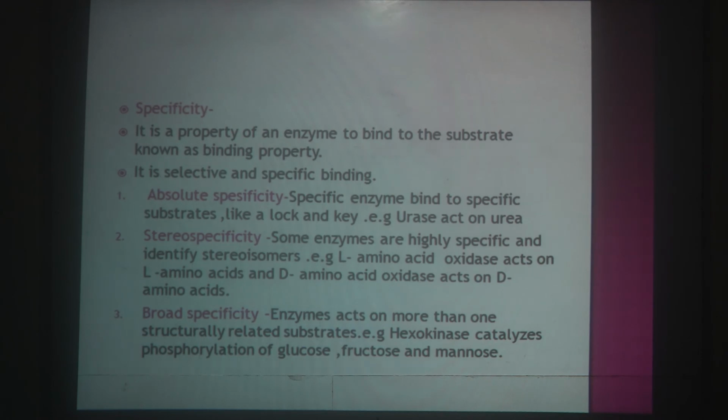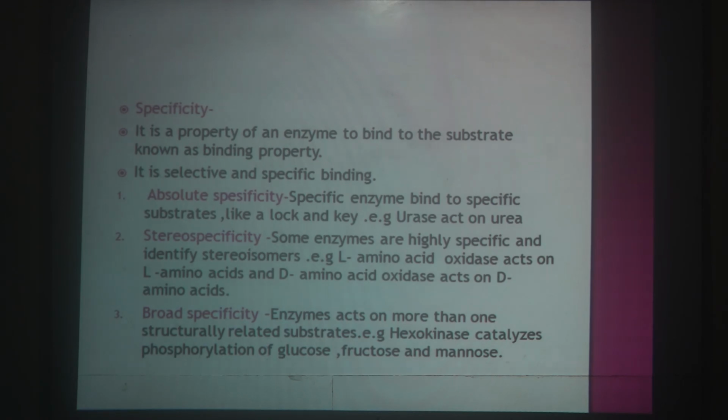The next type is broad specificity. Enzymes act on more than one structurally related substrate. For example, hexokinase catalyzes phosphorylation of glucose, fructose and mannose. What is meant by broad specificity? The enzyme can act on structurally related substrates. Glucose, fructose and mannose have similar structures, so hexokinase can act on glucose, fructose and mannose.